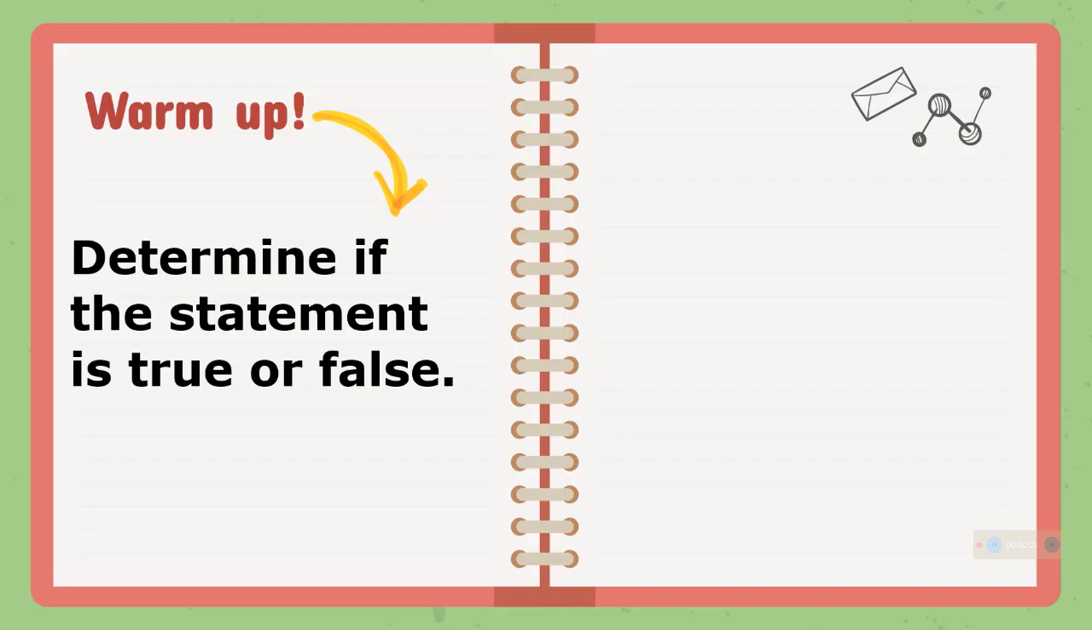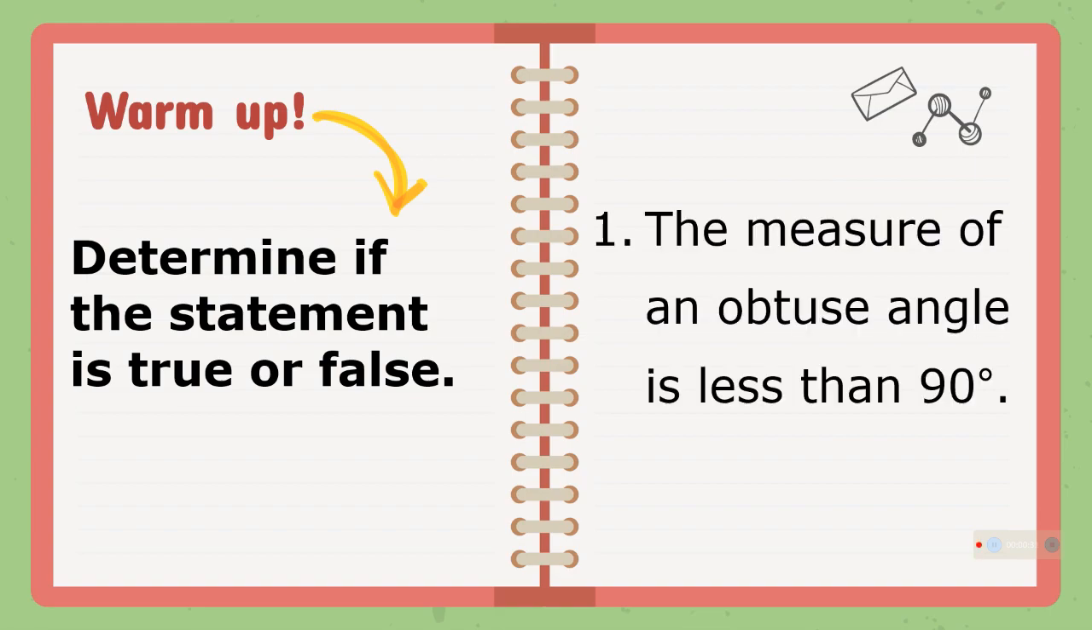For our warm-up, we are going to determine if the statement is true or false. For number 1, let us have: the measure of an obtuse angle is less than 90 degrees. Is it true or false? Your answer here should be false, correct? Because when we say obtuse angle, that is an angle that has greater than 90 degrees.